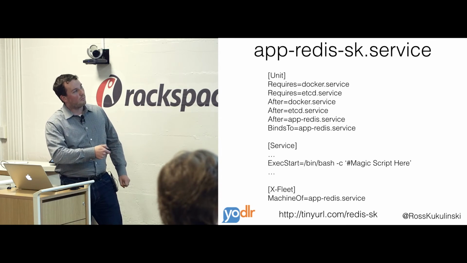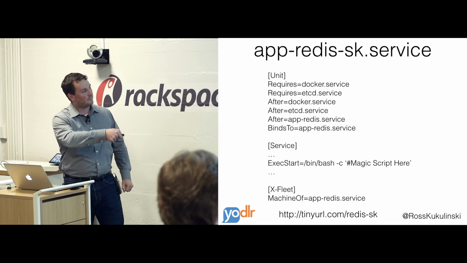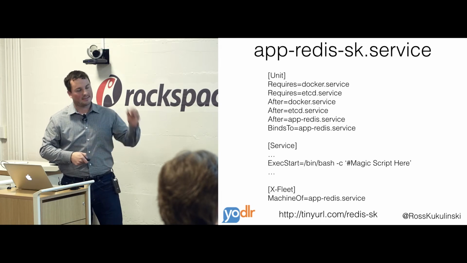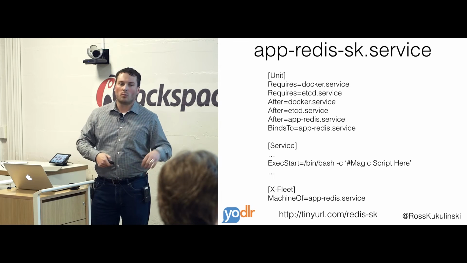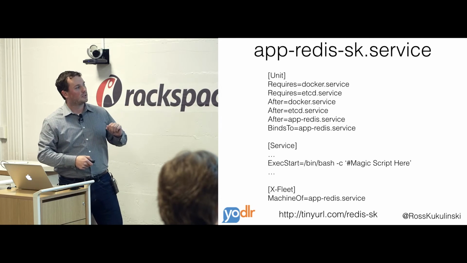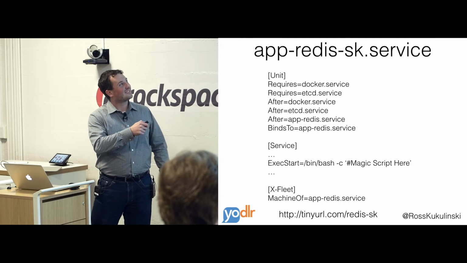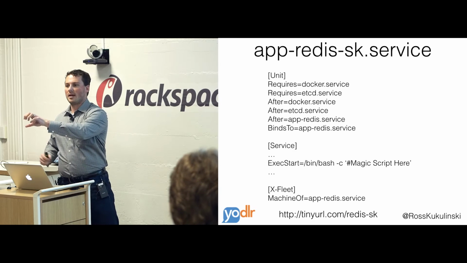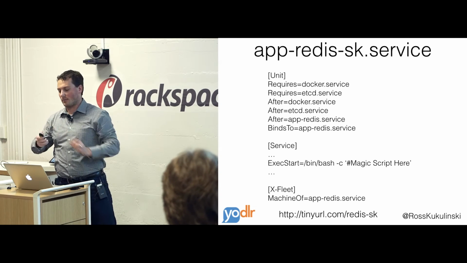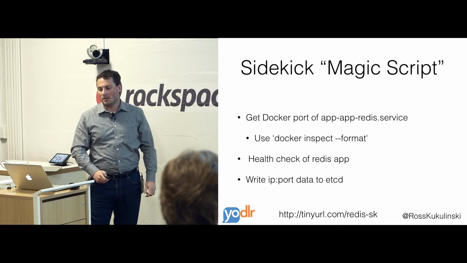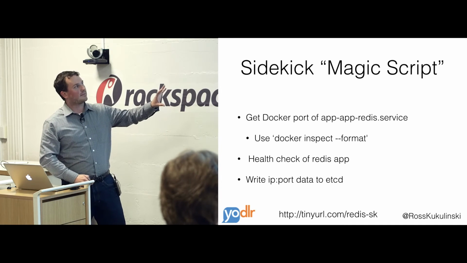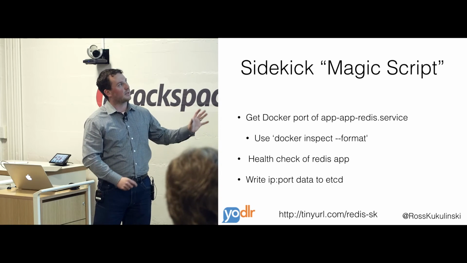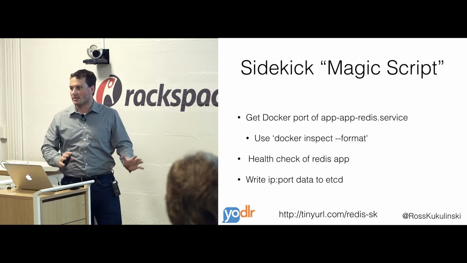Our service has got a little magic bash script, which I've hidden away. And then the last important piece, this is the fleet-specific information, is the MachineOf keyword. What this basically tells the Fleet scheduler is to take this Sidekick service and make sure it puts it on the same physical host as the Redis primary container. And for the sake of simplicity, I've not put the whole bash script, and there might be some nicer ways to do it, but we are using a simple bash script.